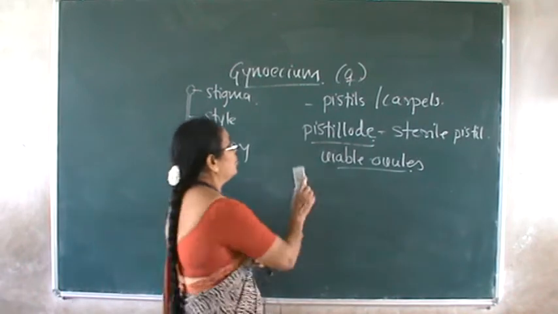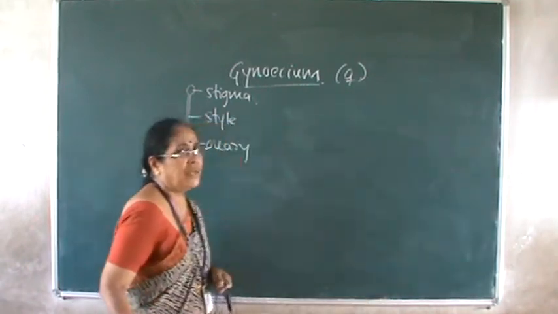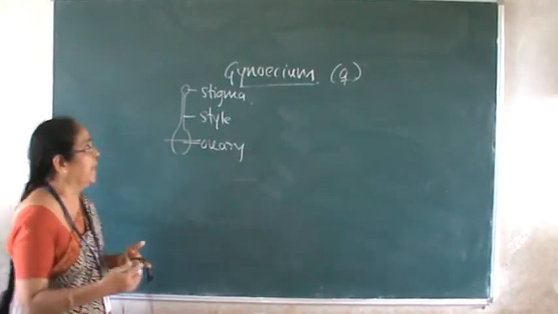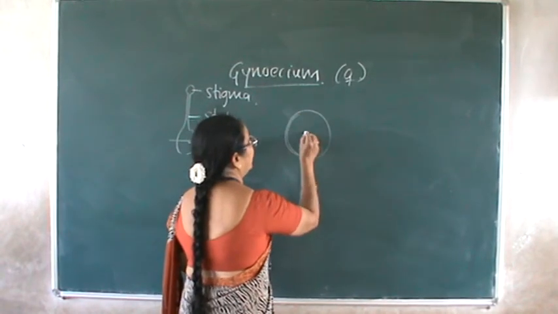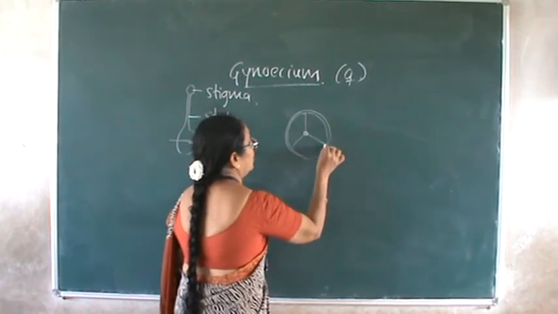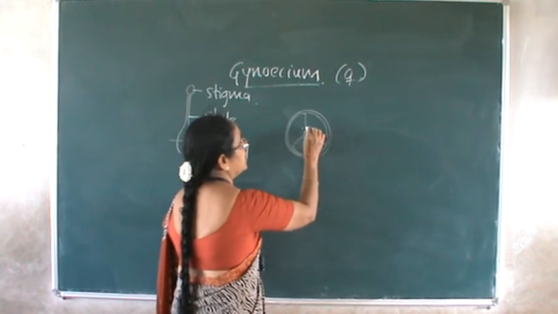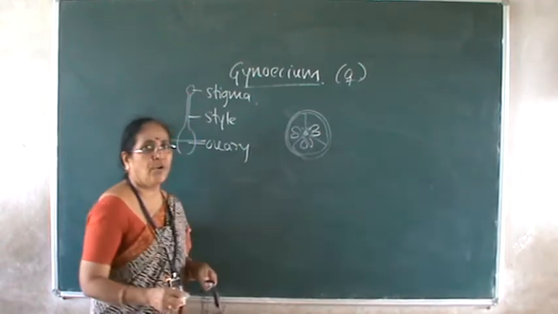Okay, then, to describe the various parts of the gynoecium, we have to take a transverse section of the ovary and observe all the other parts of the ovary there. If you take a section of the ovary, I will draw only 3 carpels here. This is the axis of the flower. These are the carpels, and you can find axile placentation over here. These are the ovules, and this is the transverse section of the ovary.